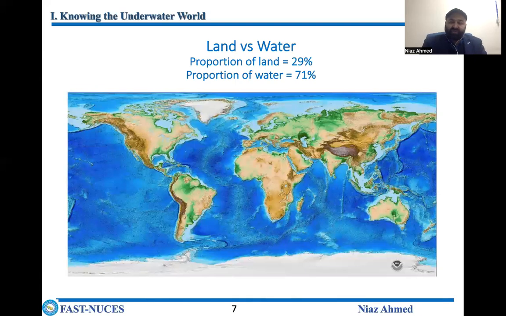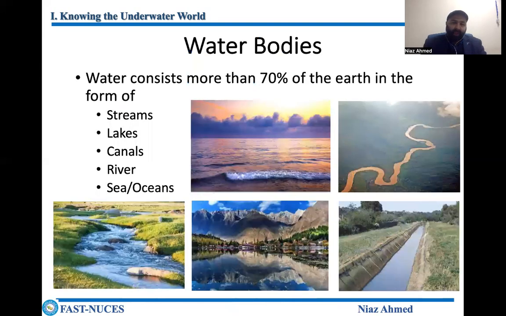Talking about the underwater world, just imagine that the land we are living on is only 29% of the Earth's proportion. 70% of it is water. Just imagine that this 29% of land we are living on has tons and tons of applications around us. So how big is this ocean and how big is this water? That really is something to think about. This 70% consists of different water bodies in the form of streams, lakes, canals, or rivers, and seas and oceans. All of these sum up to the 70% of the Earth. So 30% is probably the land, and we have this 70%.